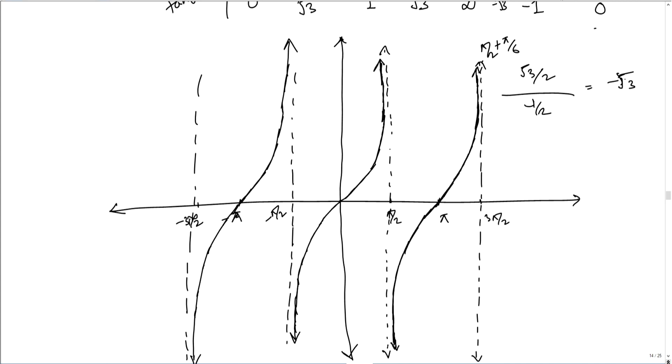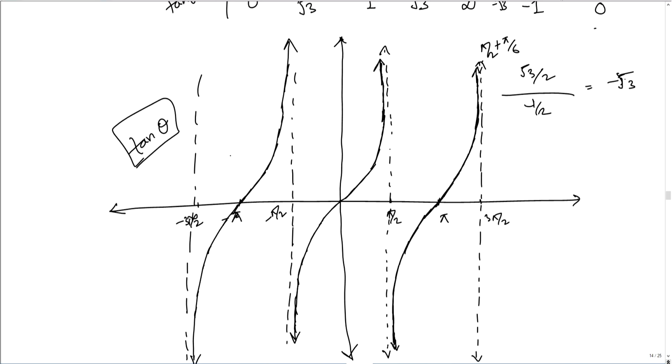This is how the graph looks. And this will keep on repeating. So this is how the function is periodic. This is the tan theta function. We also call it the tangent function. So this is how it looks.